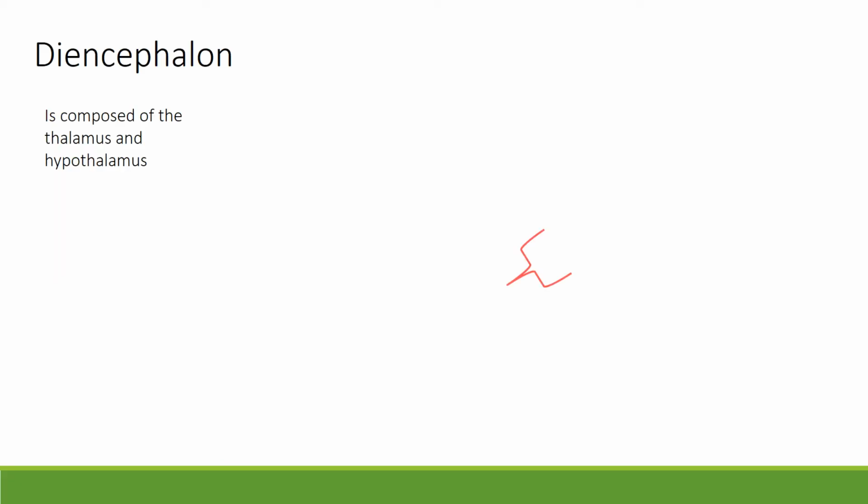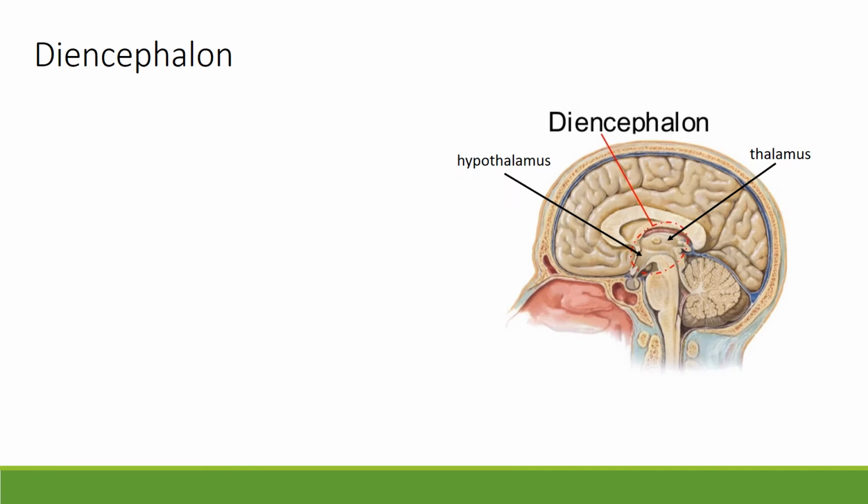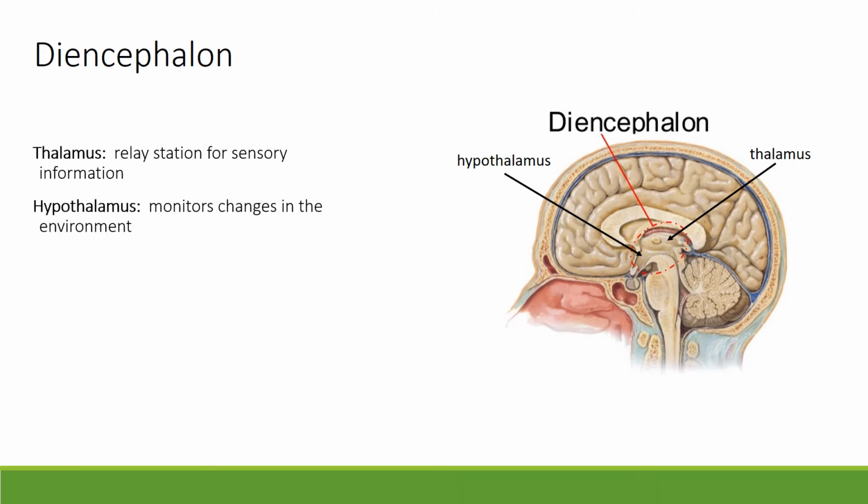The diencephalon is composed of the thalamus and the hypothalamus, and it's indicated by the red bracket on the picture to the right. Here you can see the location of the diencephalon, that is the hypothalamus and the thalamus. The thalamus acts as a relay station for sensory information. The hypothalamus monitors changes in the environment. It regulates body temperature. It regulates osmolarity. This is where the thirst center is found.